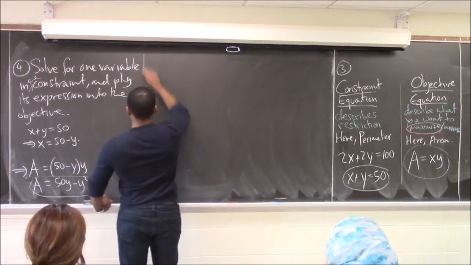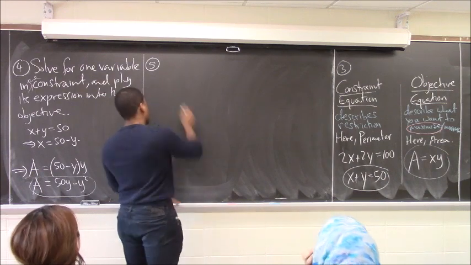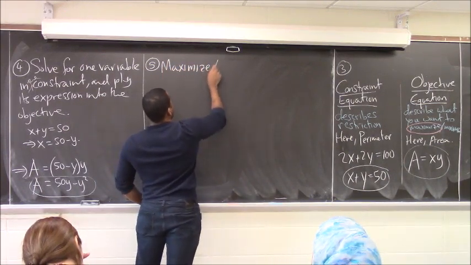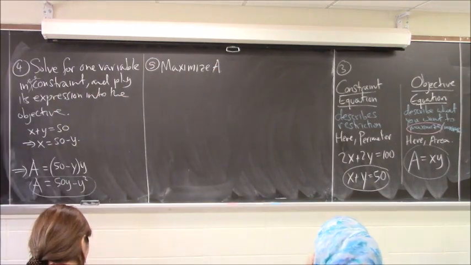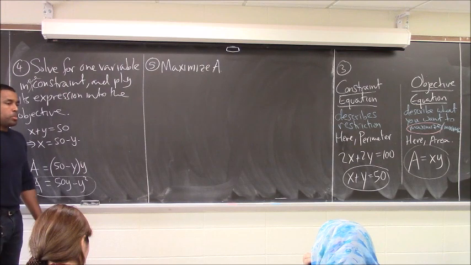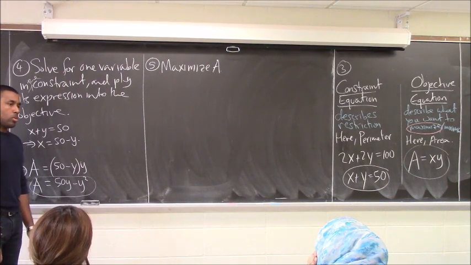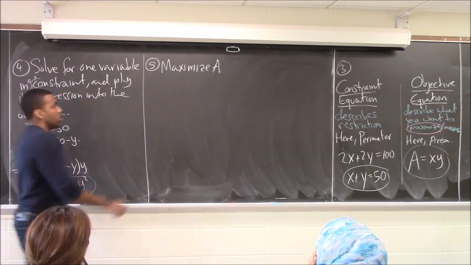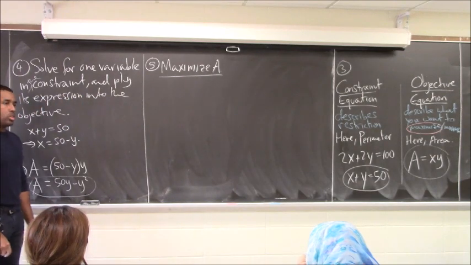This brings us to step 5. Now we're going to do the work that we want to do. We want to maximize the area. Now, technically speaking, what this means is that we want to find the absolute maximum or minimum of the quantity in question. Now, it's worth mentioning that typically the endpoints will not give you the solution.